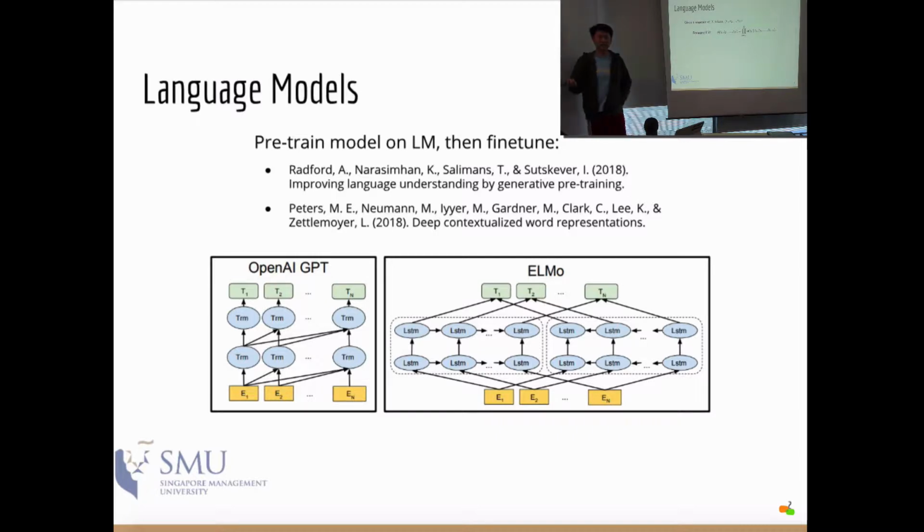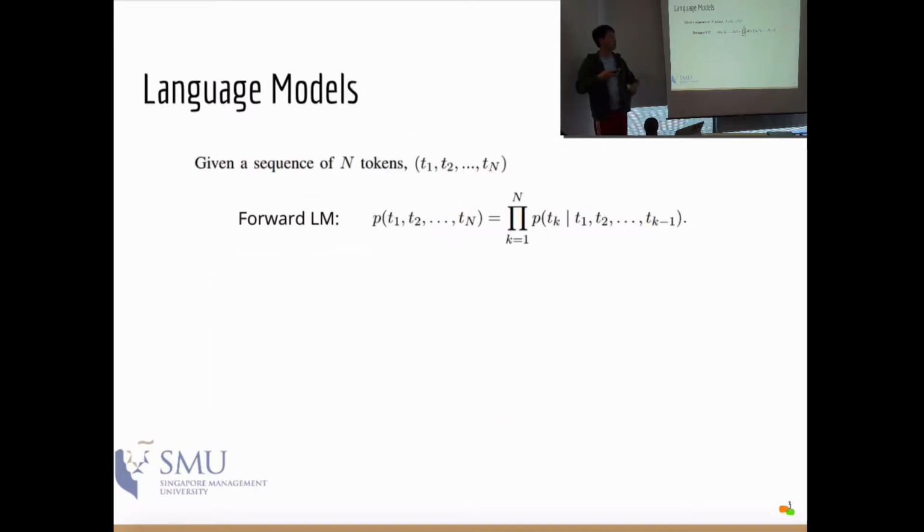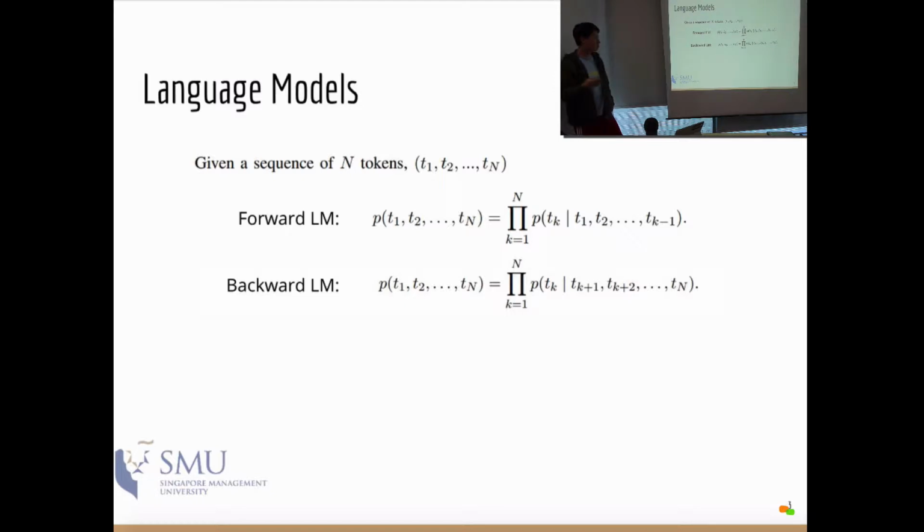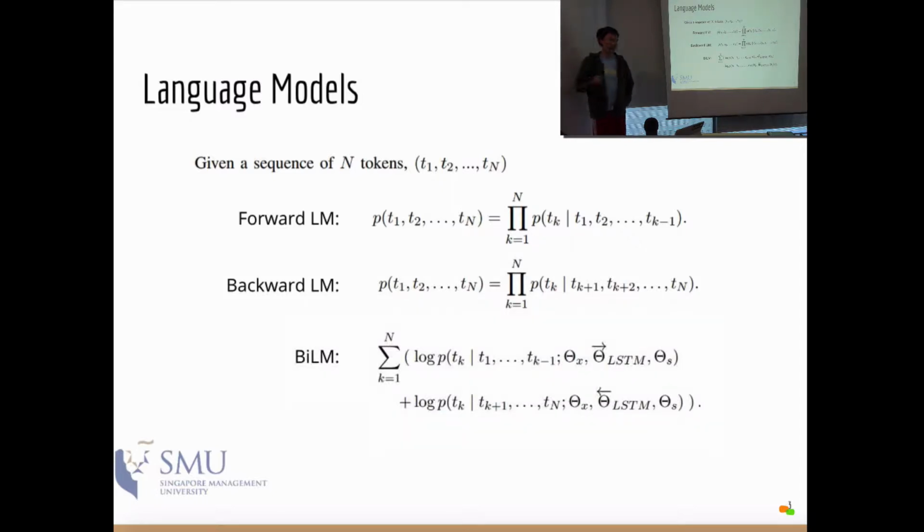Okay, so what is a language model? A language model essentially says that if you are given a sequence of n tokens, the forward language model is given everything from 1 to k minus 1, you want to predict token k, and you multiply the probabilities of each token t_k given the previous tokens. Using the same idea, you can do the backward language model, where you predict a token given the next tokens all the way to the end. What BERT does is use a bidirectional language model, so you are trying to predict the word given both the front and the back tokens.